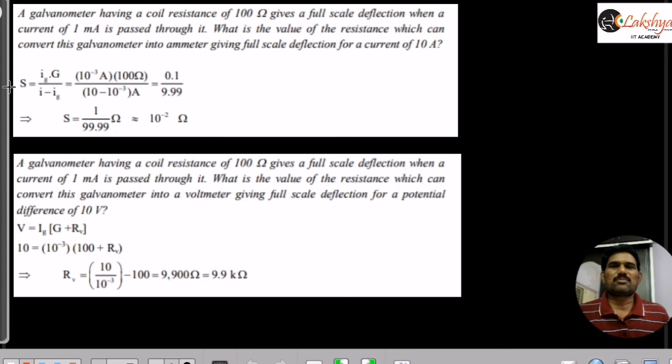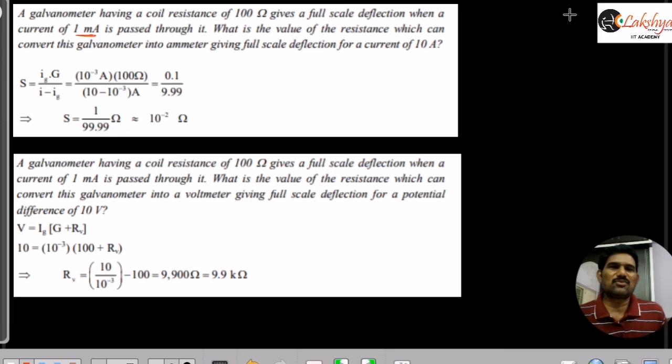For example, here I am taking one example: a galvanometer having a coil of resistance 100 ohms gives a full scale deflection when a current of 1 milliampere is passed through it. What is the value of resistance which converts the galvanometer into an ammeter, giving a full scale deflection current of 10 amperes? So that means the maximum range of the galvanometer is 1 milliampere.